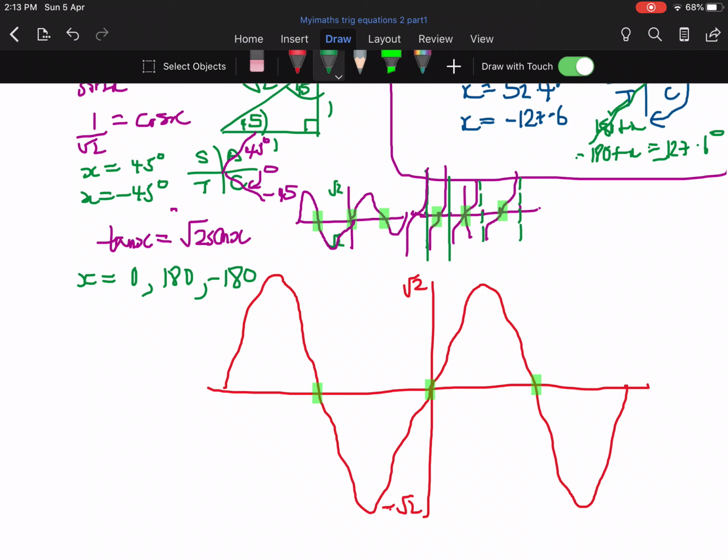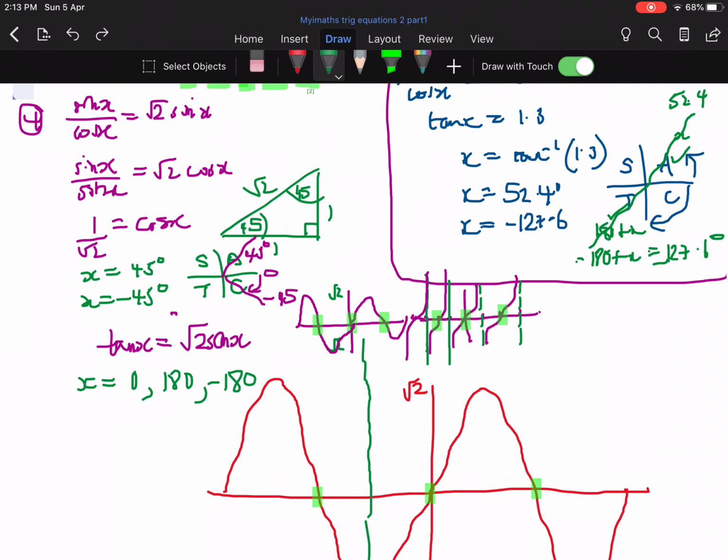Then here I can say that there's an asymptote. It won't allow me to do a dotted line, so I'll do that again.